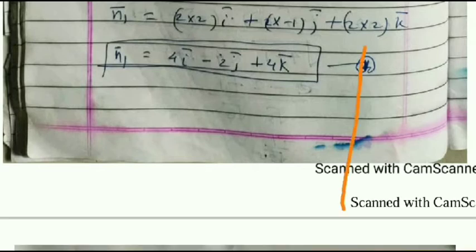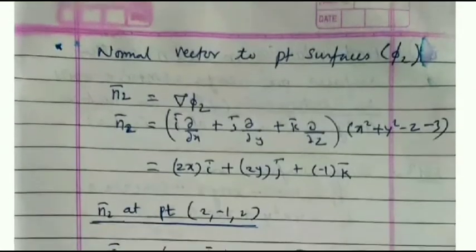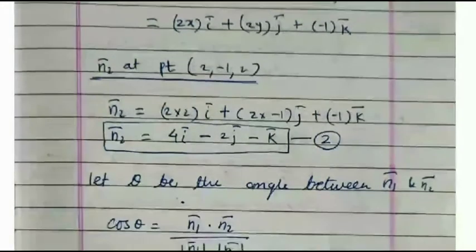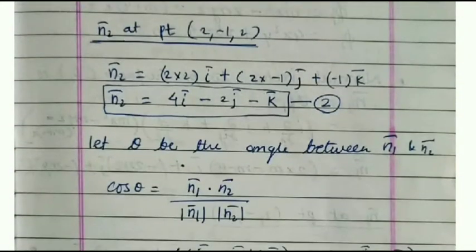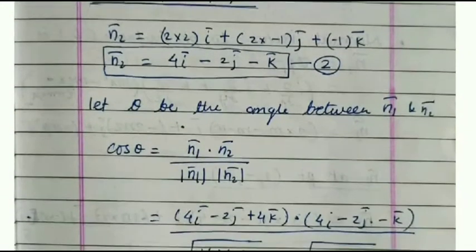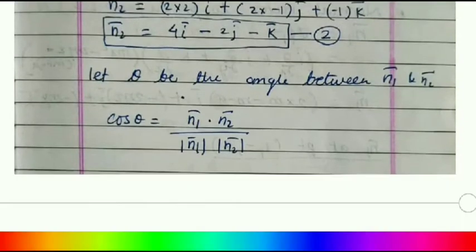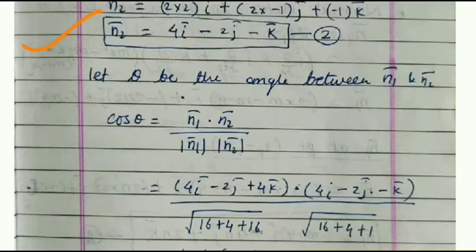Then repeat this same procedure for the second normal vector. Put the point in n2 bar. Finally we get the value of n2 bar equals 4i minus 2j minus k.